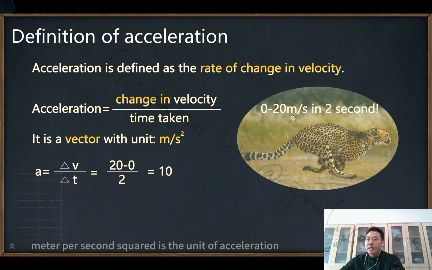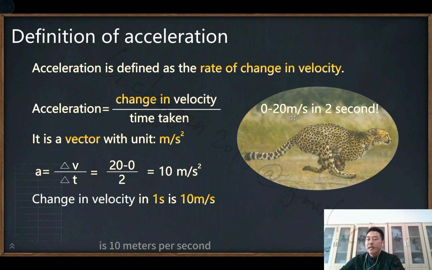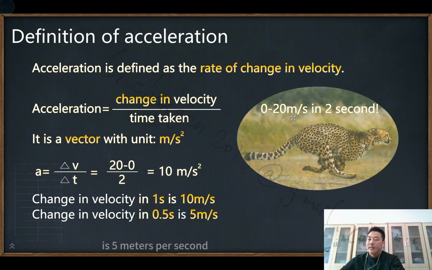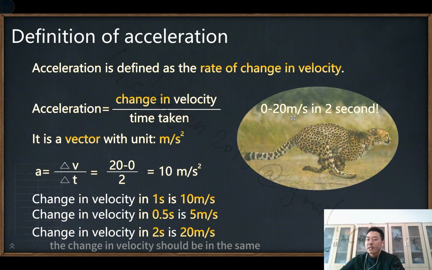Here, meter per second squared is the unit of acceleration, and from this case we can understand the meaning of acceleration. For example, 10 meters per second squared means that the change in velocity in 1 second is 10 meters per second. In simple terms, acceleration tells us how quickly an object is changing its velocity. By this 10 meters per second squared, we can infer that the change in velocity in 0.5 seconds is 5 meters per second. Or we can infer that the change in velocity in 2 seconds is 20 meters per second. And of course, the change in velocity should be in the same direction as the acceleration.